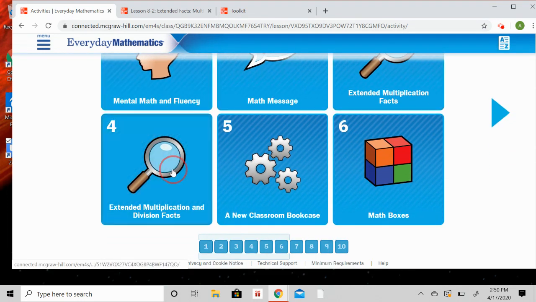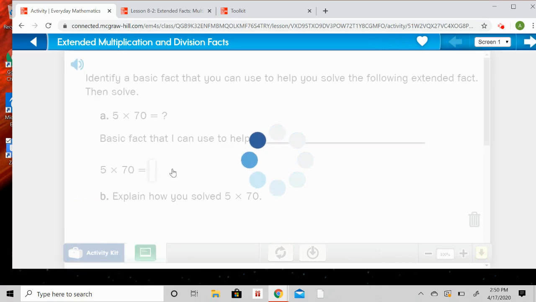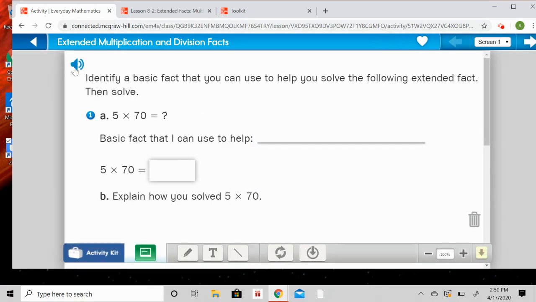and click on this. Listen. Extended multiplication and division facts. Identify a basic fact that you can use to help you solve the following extended fact. Then solve. 1. A. 5 times 70 equals what? Basic fact that I can use to help. 5 times 70 equals blank. B. Explain how you solved 5 times 70.